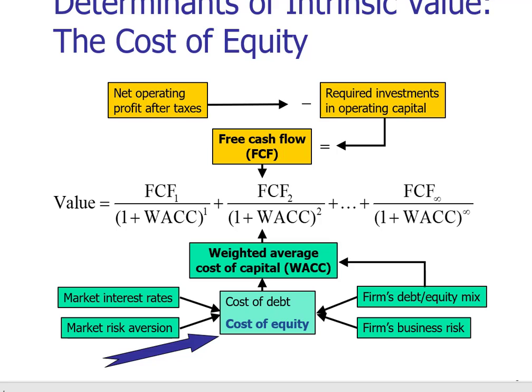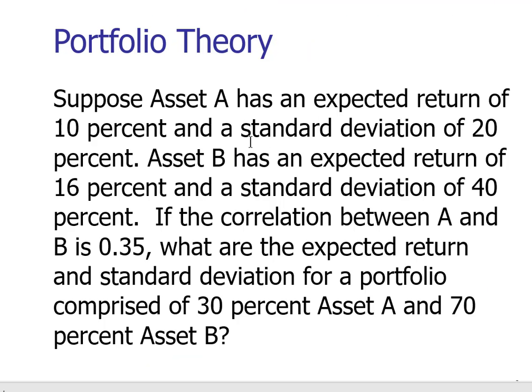And again, we want to talk about risk, right? We're talking about this bottom part. How does the risk of the company influence the cost of equity, which ultimately has an impact on the value of the firm? So the first thing we want to talk about here is just portfolio theory in general. So we have two assets, A and B. We know their return, we know their risk, we know what their correlation is. So what happens if we create a portfolio with these two assets?